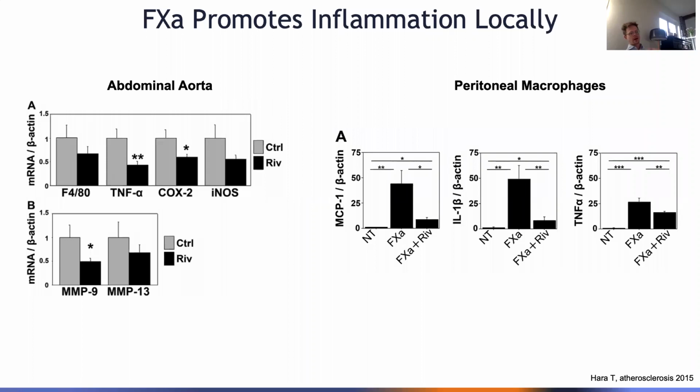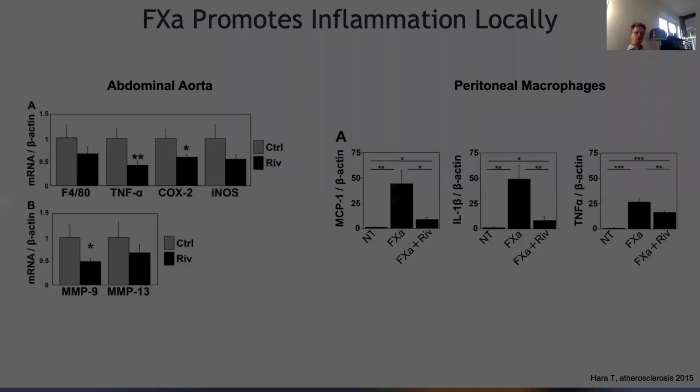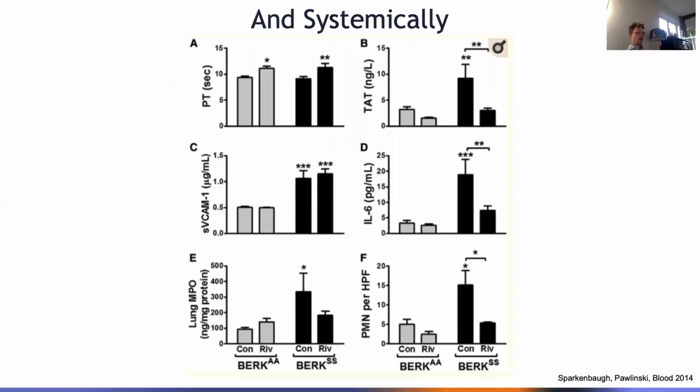But this is just locally, and atherosclerosis is a systemic disease. So would factor 10A inhibition also be able to inhibit inflammation systemically? Well, let's go a little bit off topic here, because this is a mouse model for sickle cell disease. In these mice, they treated with rivaroxaban, but also with dabigatran. What they found with rivaroxaban treatment is that plasma levels of IL-6 went down, suggesting that rivaroxaban can not only inhibit inflammation locally, but also systemically.